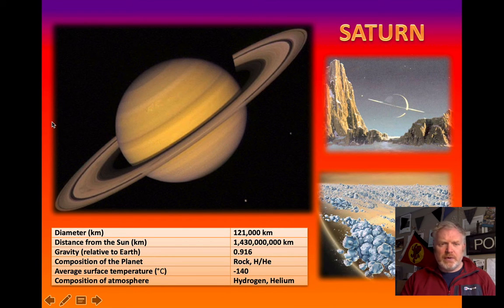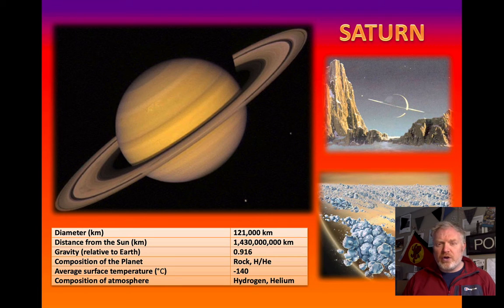Saturn then, 121,000 kilometres across, so what's that, about 9 times the size of Earth. Distance from the Sun, 1,430,000,000 kilometres. Gravity relative to Earth is 0.916, even though Saturn is much bigger than Earth. Its gravity is a bit less because it's not made of the same things, it's not as dense.